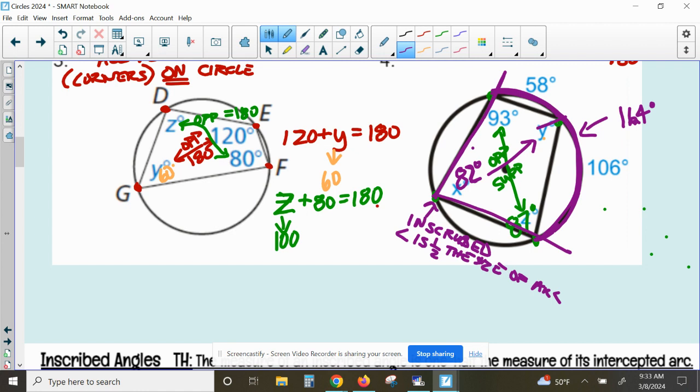Remember, some of you are not picking up your calculators at all. How are you going to do this on a test?